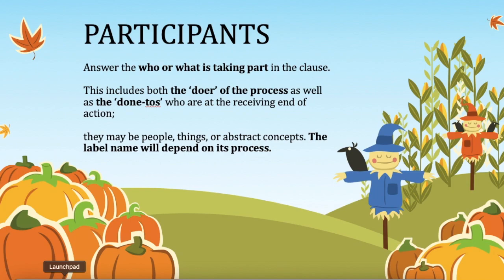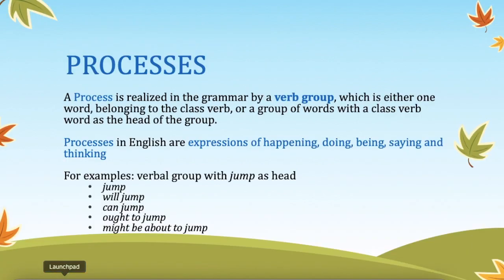This includes both the doer of the process, as well as the done-to who are at the receiving end of action. The second element of transitivity is called processes.